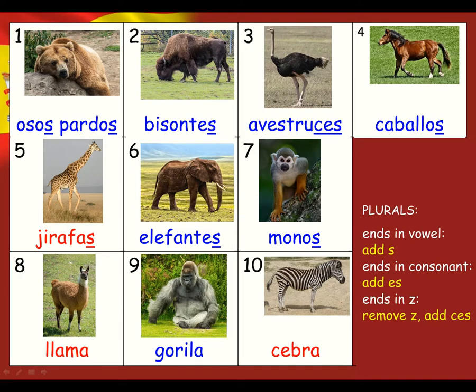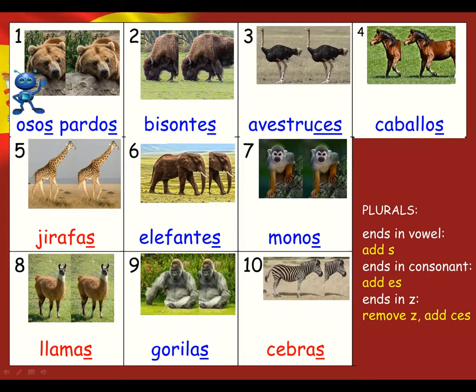And number eight, we've got a llama there, but one of them, how do we say more than one? Llamas. There's only one gorilla. What if there's more than one gorilla? Gorillas. And finally, one zebra is zebra. But what about if there is more than one zebra? It would be zebras with an S on the end. So those are the forms if there is more than one. So that's two or more of that particular animal. That's how we make them plural. Let's have a go at saying those plural forms.